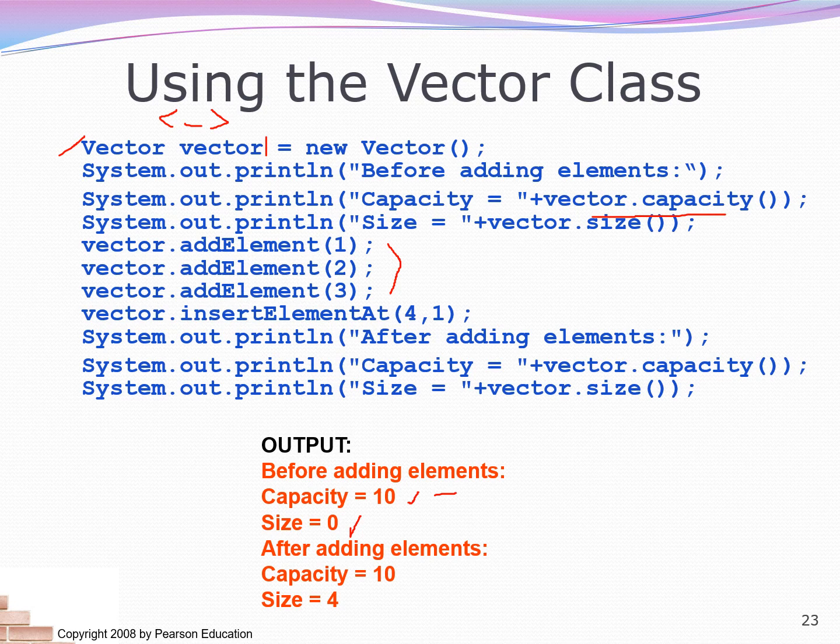And then you want to add element 4, you want to add 1. So it will add 1, 2, 3, 1. Once you have added, you want to check what the capacity is. The capacity is still 10 because it's not full yet, but the size is 4.